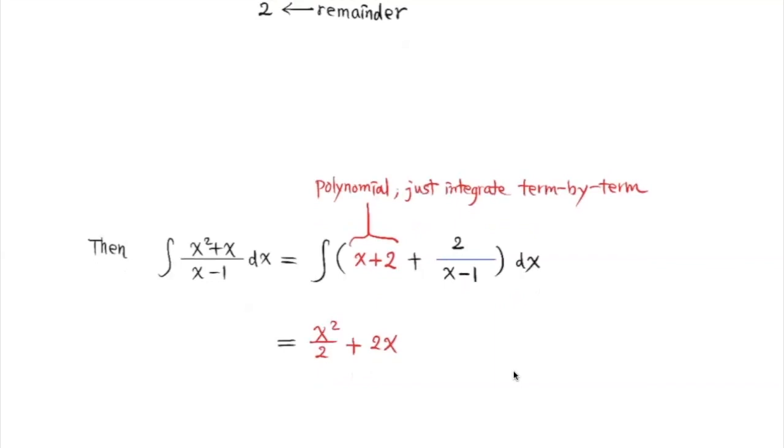Okay, now what about this part right here? That's just going to be 2 natural log of the absolute value of x minus 1. Good job. Okay, nice. You guys get the hang of it. That's good. So the absolute value of x minus 1. And don't forget to add a constant. Okay, so add a constant at the end.